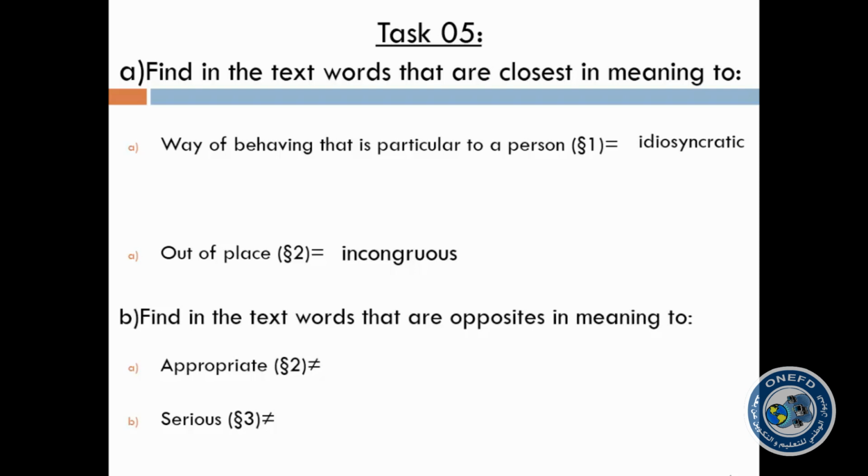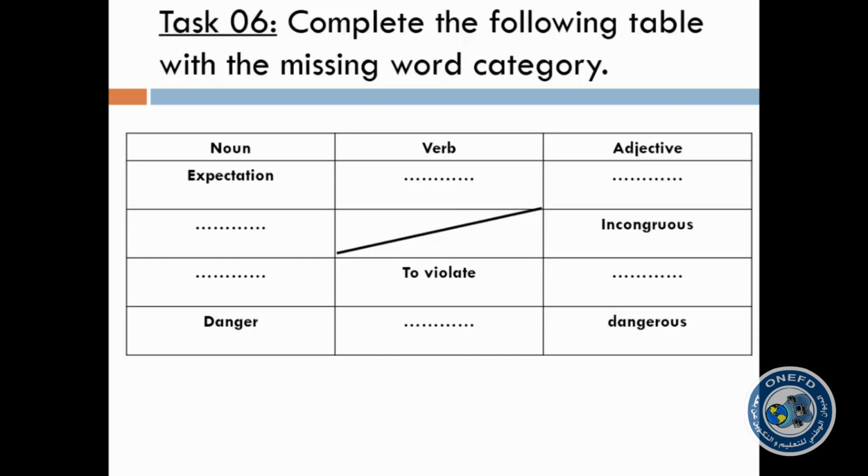So the antonym or the opposite of the word appropriate is inappropriate. So here we have given the opposite of appropriate by using the prefix in. In order to show an adjective is opposite to the other, we can add the prefix in. The opposite of serious is funny. Did you get it right? Good. Let's move on.